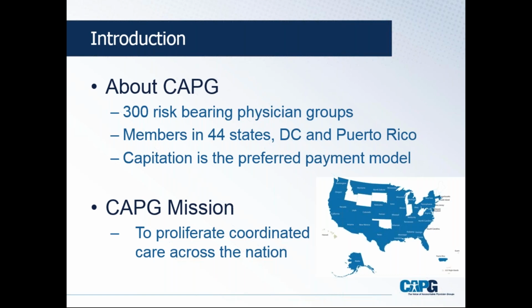So to start out with just a little bit of introduction, CAPG, formerly the California Association of Physician Groups, now has roughly 300 risk-bearing physician organizations across 44 states, DC, and Puerto Rico. And we are strong advocates for capitated coordinated care. Capitation is our preferred payment model, and our mission is to proliferate that model across the country.